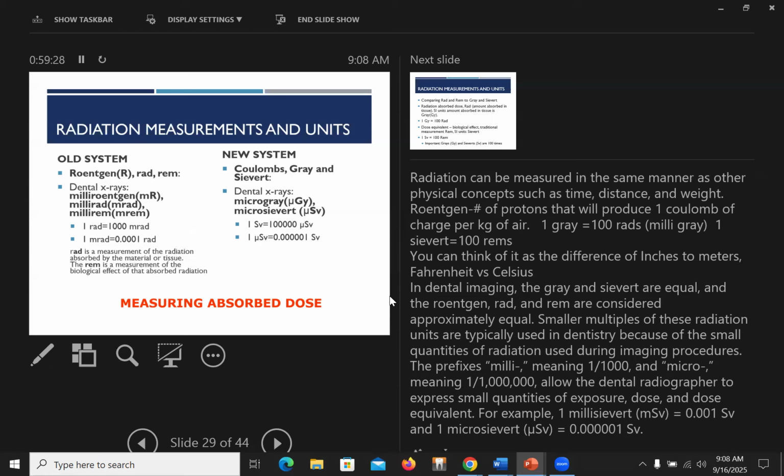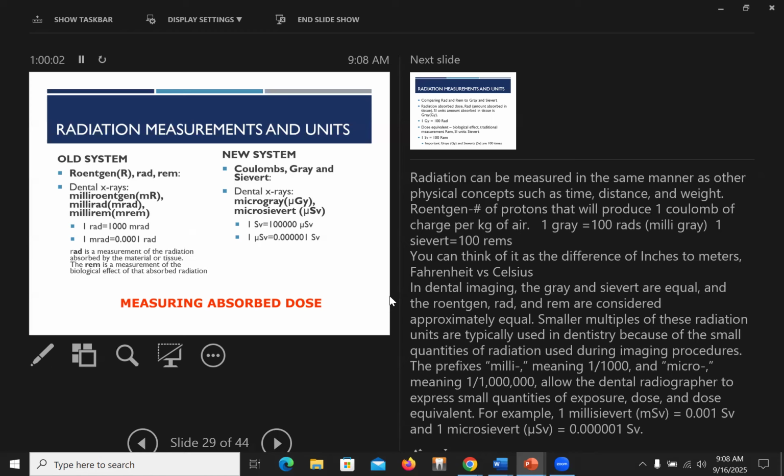The new system, they talk more in Grays and Sieverts. I don't even know if I'm saying that right. So they mathematically have figured out what equals what, like one rad equals a gray in the equivalency. But really all you guys need to know is that there's an older system and there's a newer system. And nowadays they talk in the newer system. That's really all you need to pull from that.